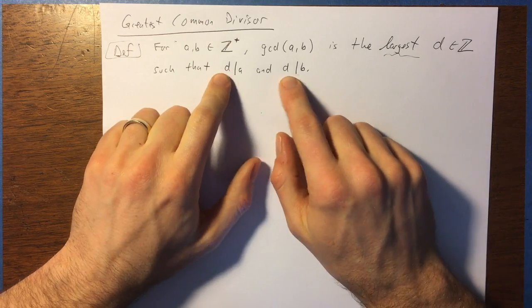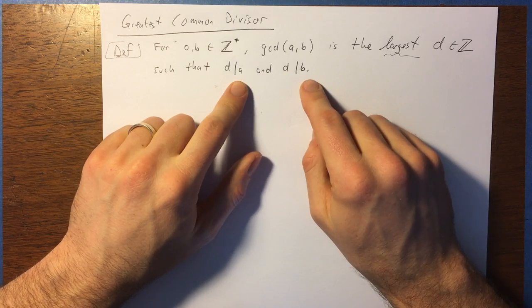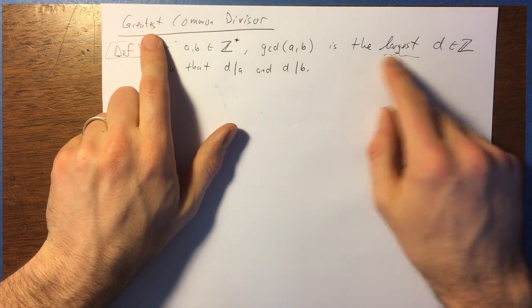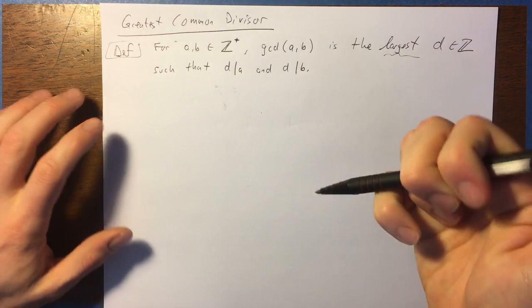So it's a common divisor of a and b, right? It divides both a and b. And it's the greatest common divisor, okay? So let's look at a couple of examples.